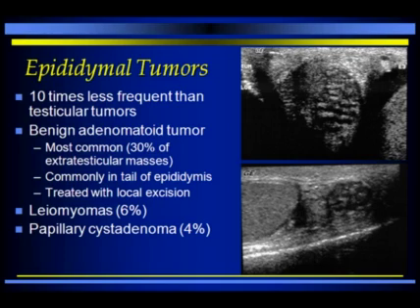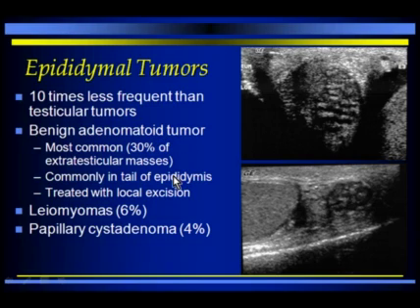Now we said that most of the extratesticular tumors are benign. Epididymal tumors are 10 times less frequent than testicular tumors. The most common epididymal tumor is the benign adenomatoid tumor, and it actually accounts for 30% of all extratesticular masses. Most commonly seen at the tail of the epididymis.